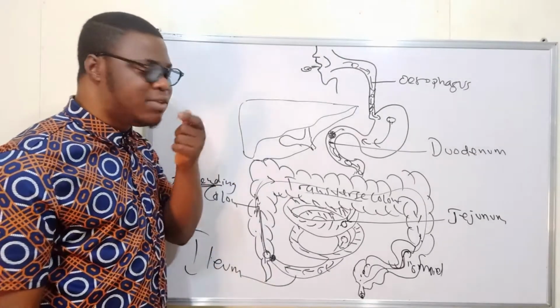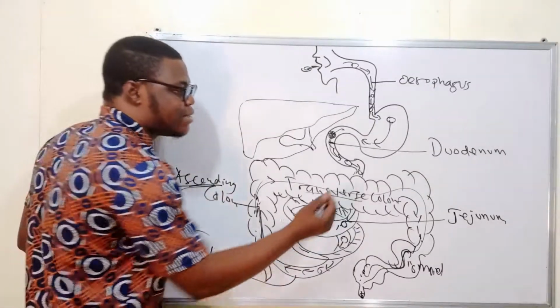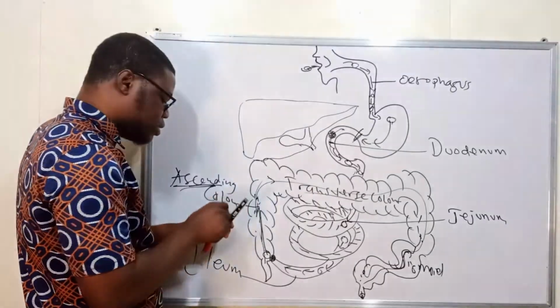So the longest part of this tract is this small intestine, which starts from this junction. So it starts from where?